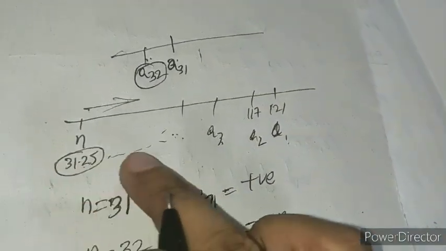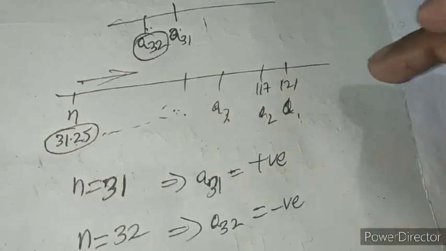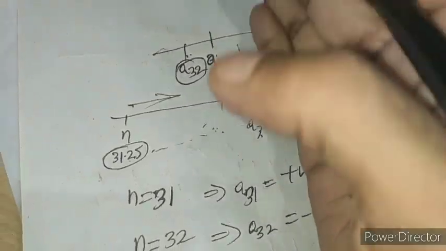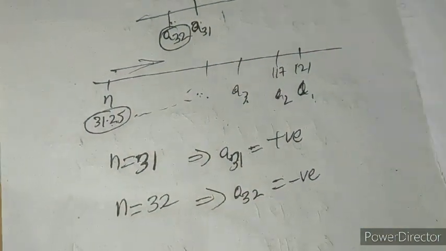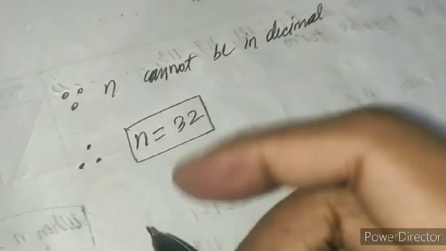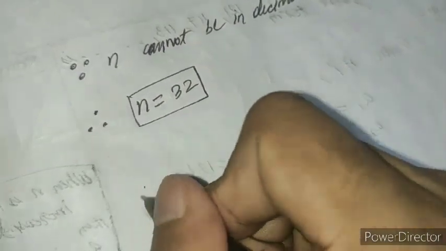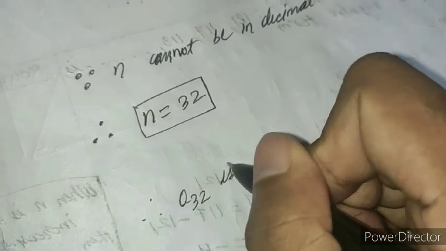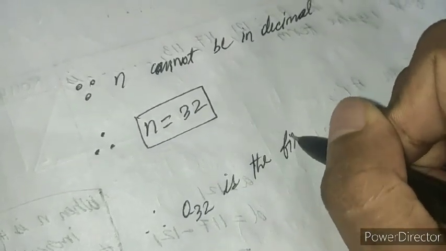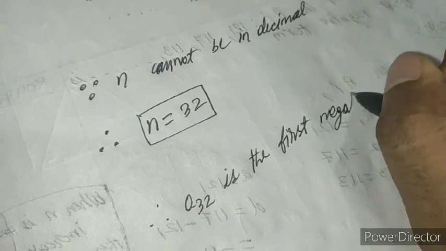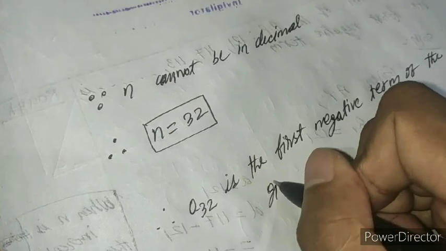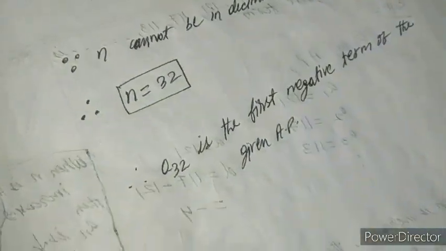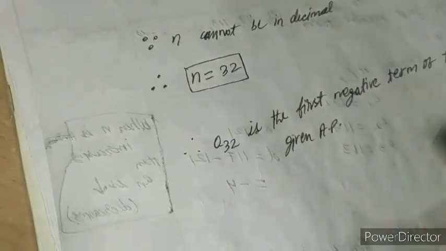Students, remember this real line and write it in your notes on the rough side, because it will help you to understand afterwards. So therefore a32 is the first negative term of the given AP.